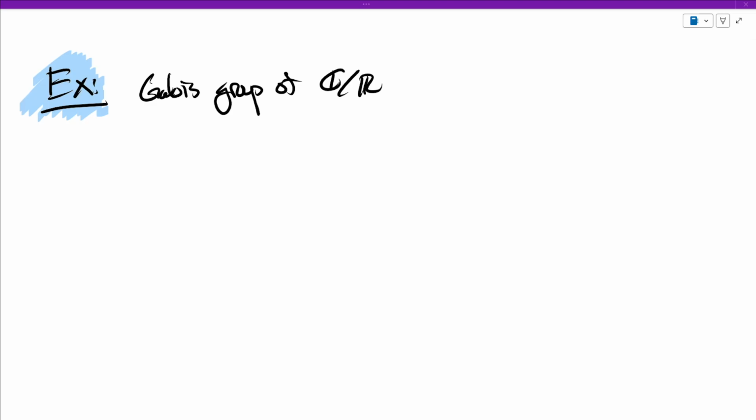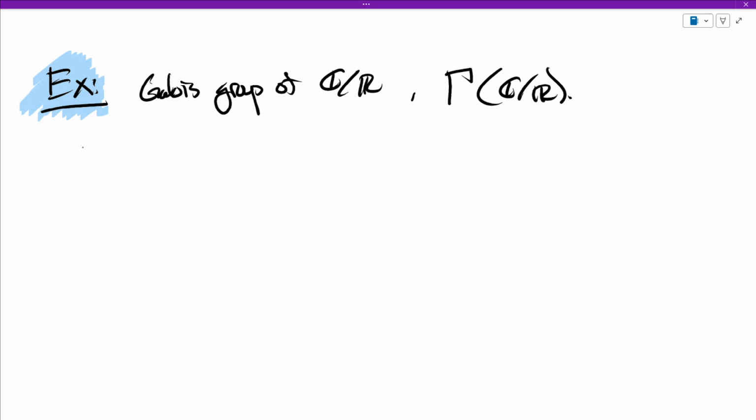Okay, so we've introduced the Galois group of an extension. We've proved that it is in fact a group. We're going to now collect some more examples beyond the example that we investigated as our motivating example. So we're going to compute the Galois group of C over R. So this is Gamma of C over R.